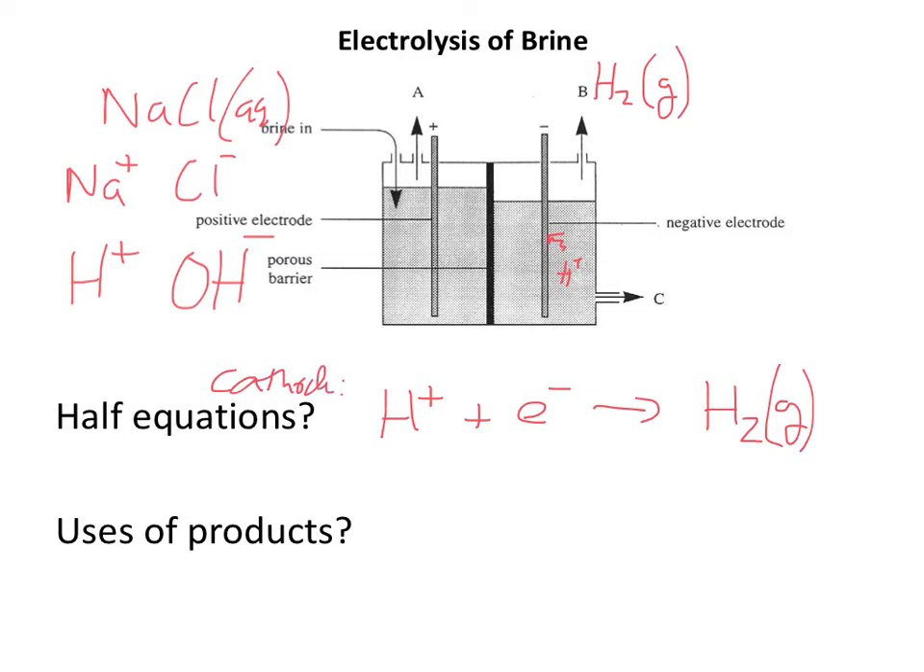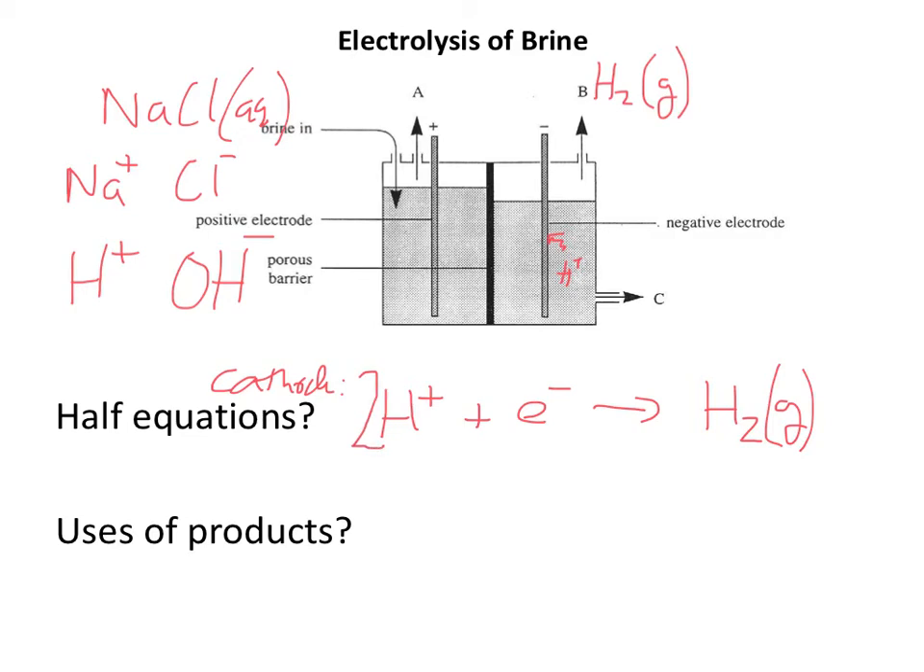Now hopefully you're thinking, hang on a minute, that equation isn't balanced. You've got two hydrogens on the right and only one on the left. Well, that's easily fixed. Put a large 2 there.